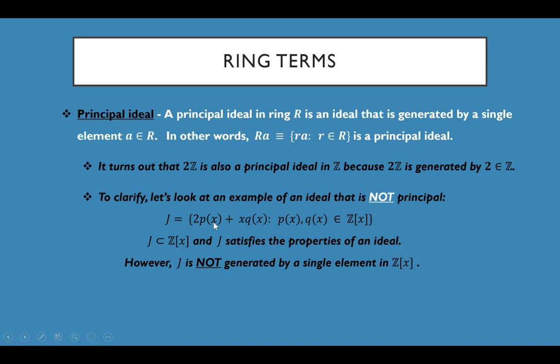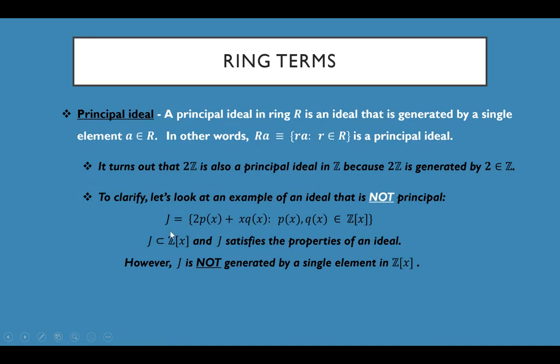So clearly this is a polynomial. It will also have integer coefficients, so it is an element in Z[x]. If we take 2 of these and add them together, we would get another polynomial of this form. So J is closed under addition. If we were to multiply one of these elements by another polynomial in Z[x], we would get something similar in this form.